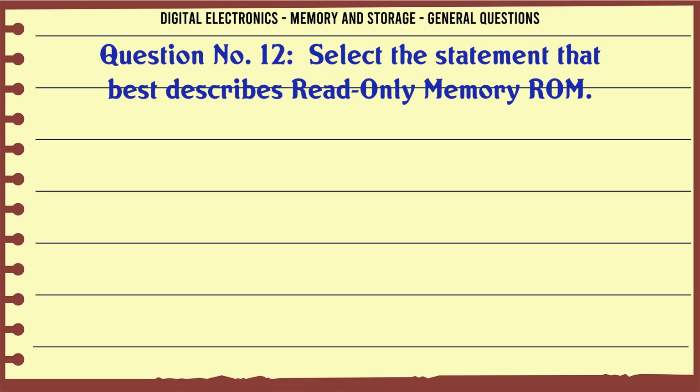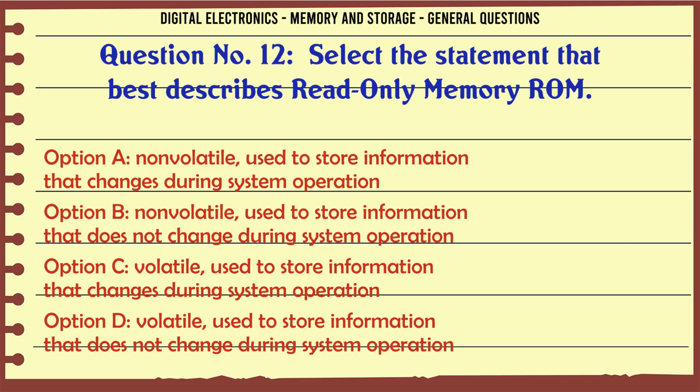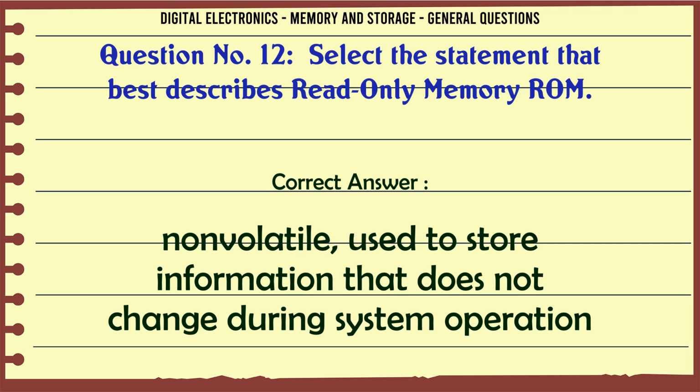Select the statement that best describes read-only memory, ROM. A. Non-volatile, used to store information that changes during system operation. B. Non-volatile, used to store information that does not change during system operation. C. Volatile, used to store information that changes during system operation. D. Volatile, used to store information that does not change during system operation. The correct answer is non-volatile, used to store information that does not change during system operation.